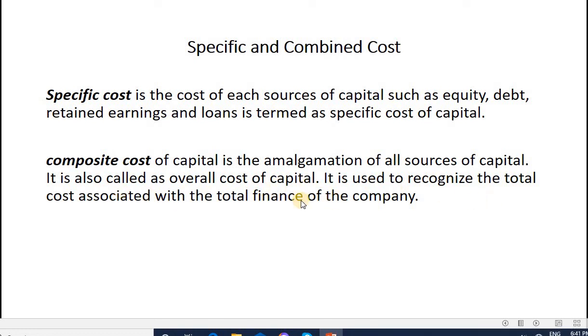It is used to recognize the total cost associated with the total finance of the company. So whatever capital structure is designed by the company, whatever different sources of capital we have raised, the cost of each source we are adding to get the total cost, or we can call it a composite cost. So students, this is about the various concepts of cost of capital. So thank you.